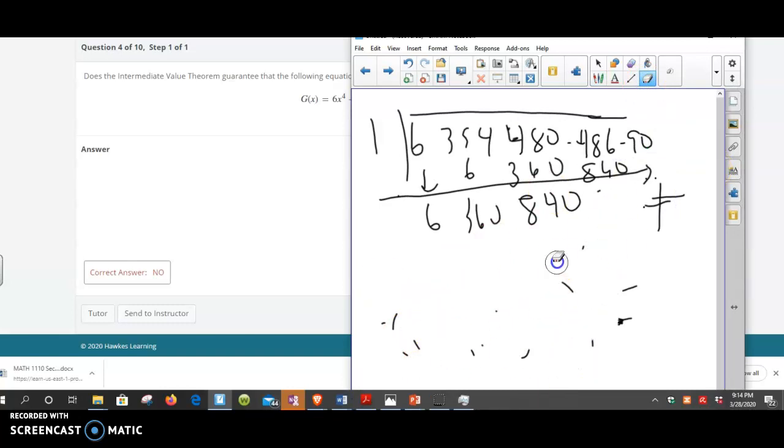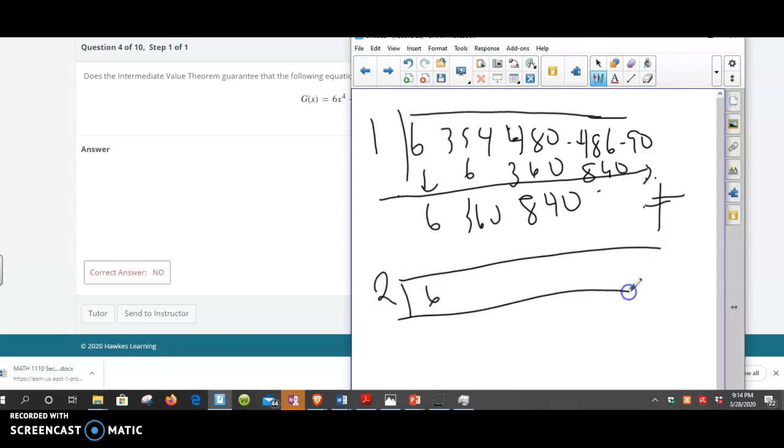Okay. Let's clear some space down here. All right. So going back here, now we try a 2. If we try 2, all we care about is whether it's positive or negative. We don't have to get the exact answer. We drop the 6. This is 354. This was 480. This was negative 486, and this one was negative 90. So we're going to get 12. It's going to be positive 66.